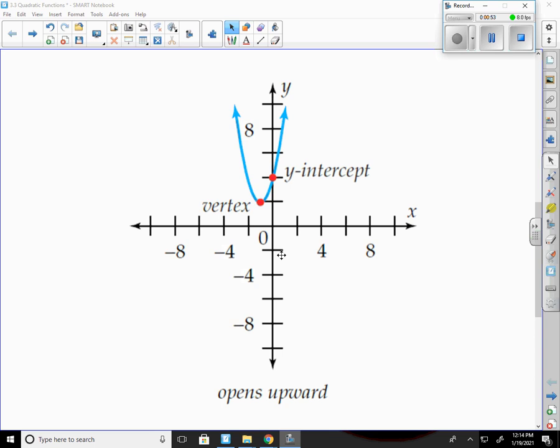And the next one, we don't have an x-intercept at all because it never crosses the x-axis. Our vertex is still the point where the two halves come together. And in this case, our y-intercept would be on the side a little more. And this one also opens upward.